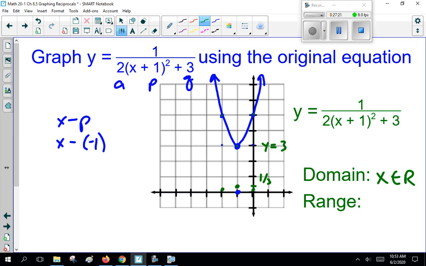1/5. Now, the way I need you to think about this is this graph is going up, getting bigger. What's the reciprocal of getting bigger? Getting smaller. Same idea here. This graph is getting bigger. What's the reciprocal of getting bigger? Getting smaller. So I get a lump.